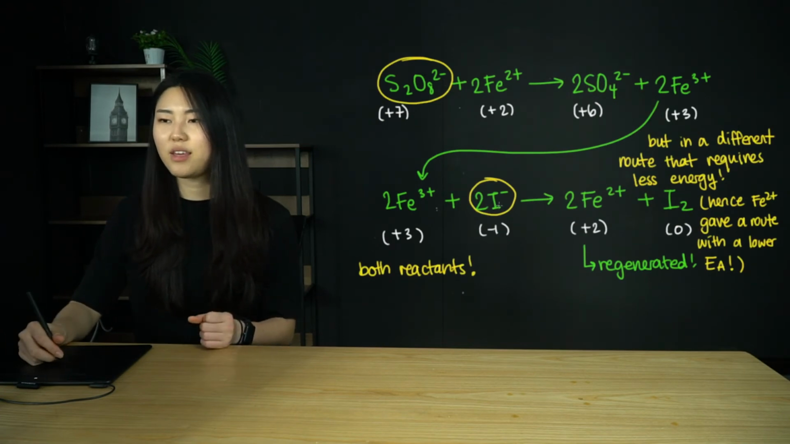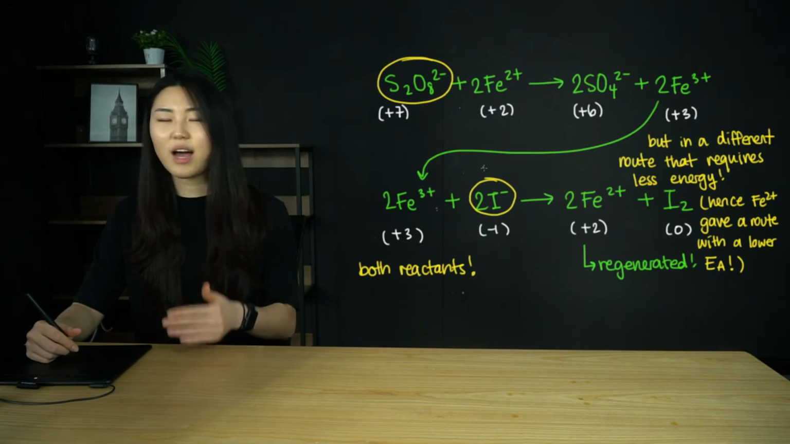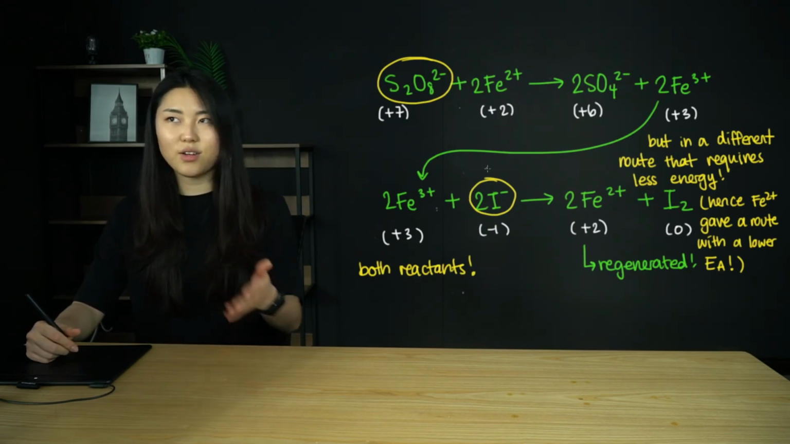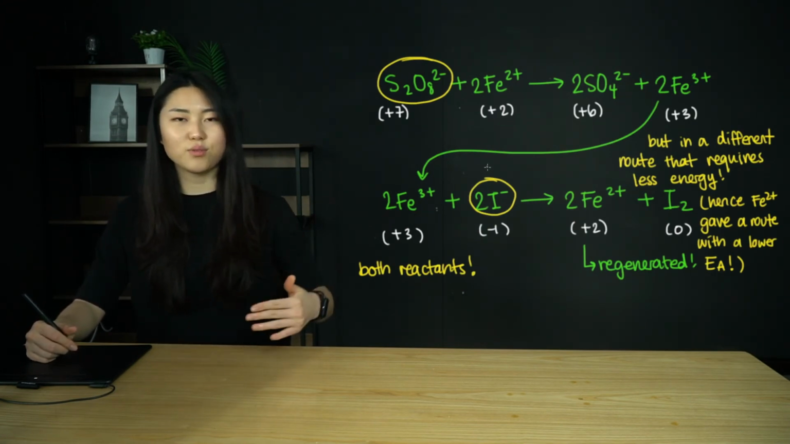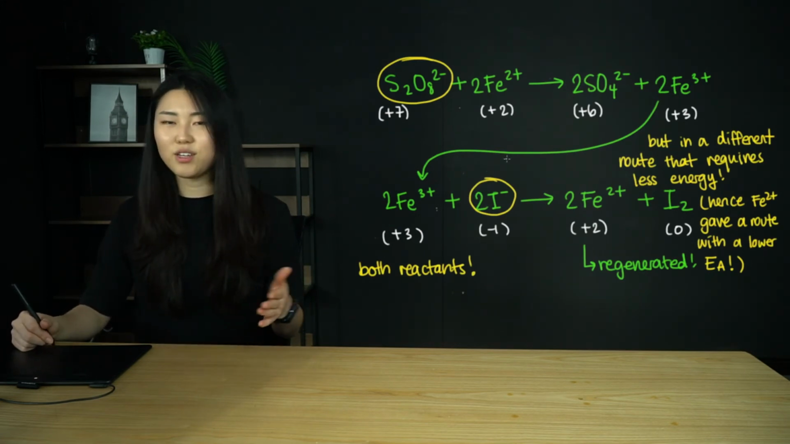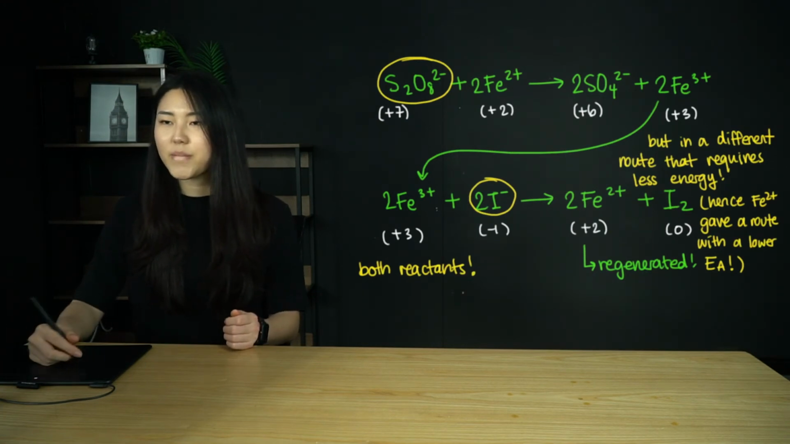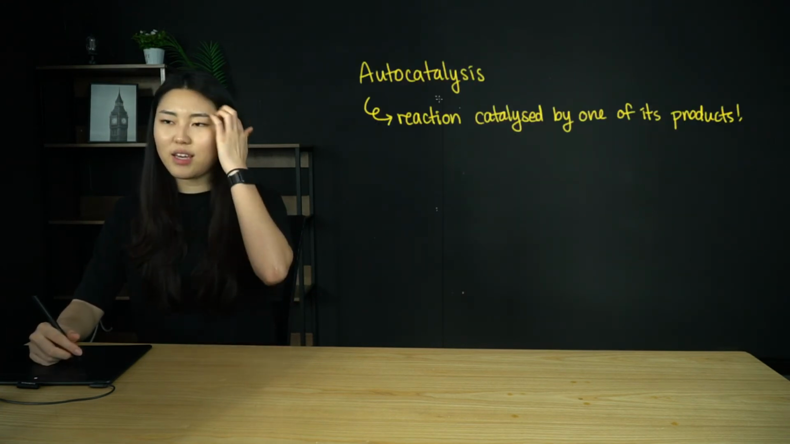It's just that the iron gave a different route of reaction that requires less activation energy. So that is giving a route that requires a lower activation energy. Okay, that was the definition of catalyst, remember? So yeah, we're going to next look at the autocatalysis.